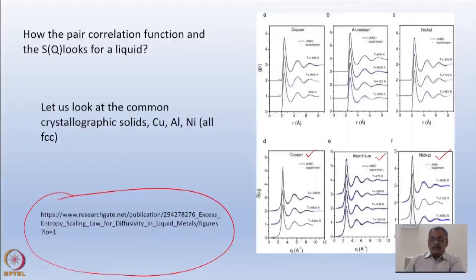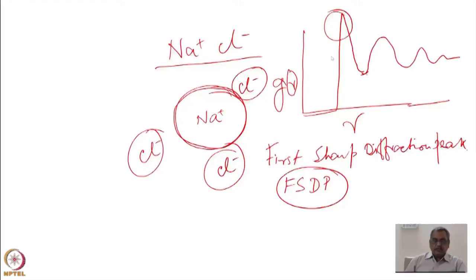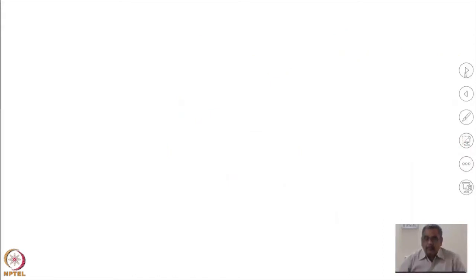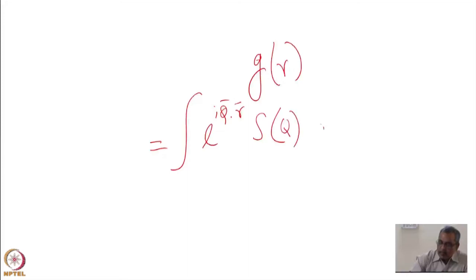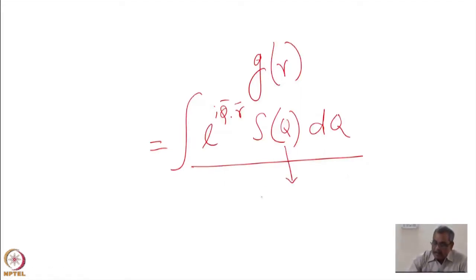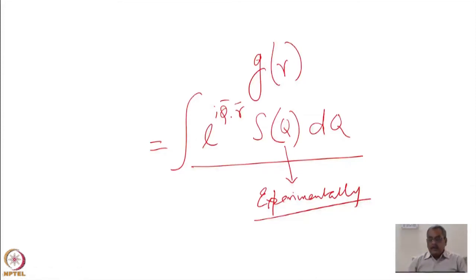In the case of liquid and amorphous systems, either we have to resort to direct Fourier transform. What I mean is, we are aware that G of R is a reverse Fourier transform from S of Q. This is what we can measure experimentally, and we can directly Fourier transform it to get G of R. But when I say we can directly Fourier transform it, that means the range of Q in my experiment has to be 0 to infinity.